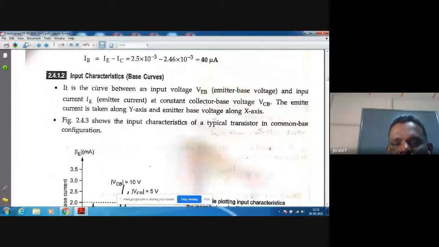The emitter base voltage is common, and it is the one you vary, while the output side is kept constant. The collector base voltage is constant. That should not vary at all. So first of all, what do we vary?